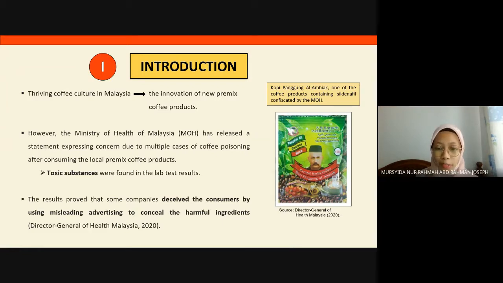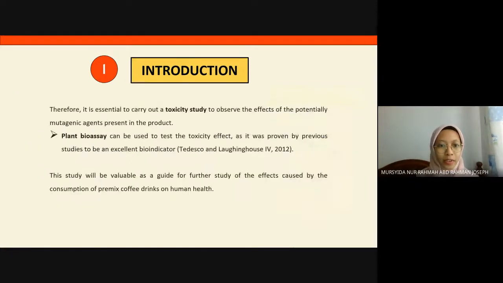This proved that some companies have deceived the consumers by using misleading advertising to conceal the harmful ingredients. So as you can see here, this is one of the coffee products that has been confiscated by the MOH. Therefore, it is essential for us to carry out a toxicity study to observe the effects of the potentially mutagenic agents that are present in the product.